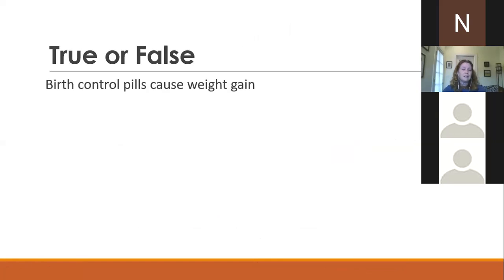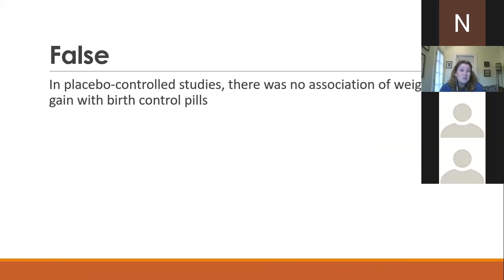Okay, so these are some of the common myths that we hear. Everybody, if you ask, knows that birth control pills cause weight gain. Well, what's the truth about that? The truth is that when they control for other factors in really tightly placebo-controlled studies, they don't see any association of weight gain specific to the birth control pills. And they've done very good randomized controlled studies in this, in primates as well.